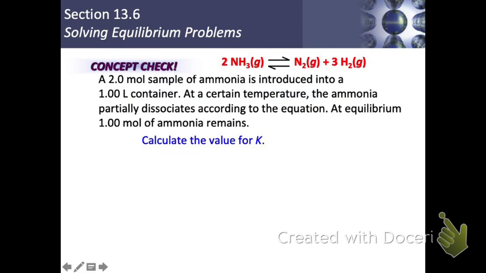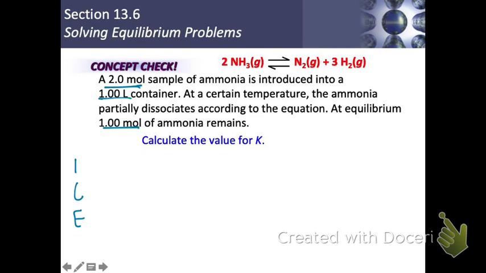A 2-mole sample of ammonia is introduced into a 1-liter container. At a certain temperature, ammonia partially dissociates according to the equation. At equilibrium, 1 mole of ammonia remains. Okay, so we're going to have to include an ICE table here as well. But we were only given moles and liters and moles, so we've got to do the calculation.